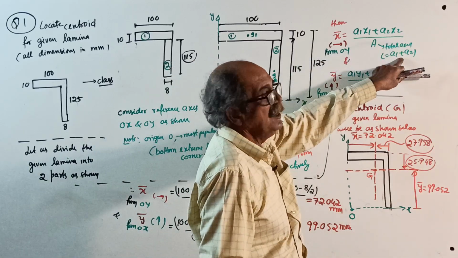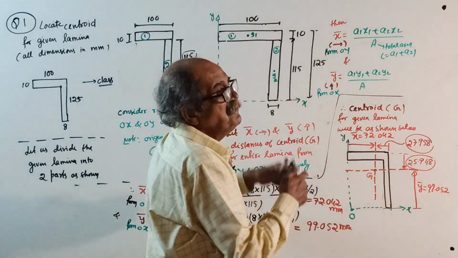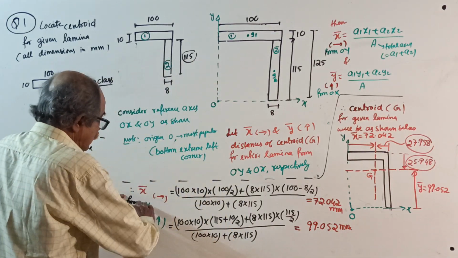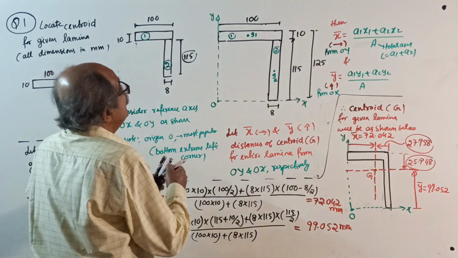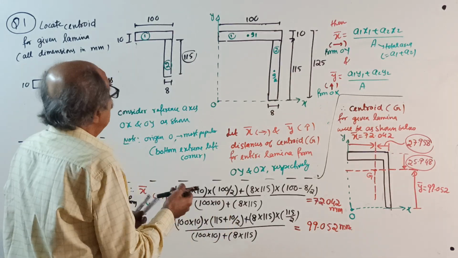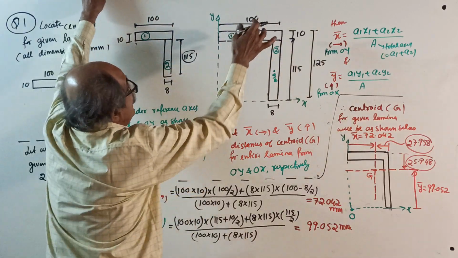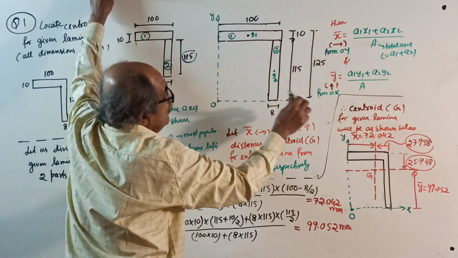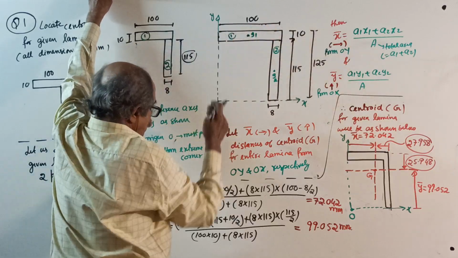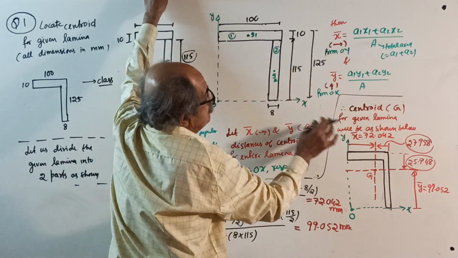Okay, start. X bar equals A1x1 + A2x2 by total area. The same formula, Y bar equals A1y1 + A2y2 by total area. Now do one thing. Such a simple one, table not required. Directly calculate. Therefore, X bar to the right side from OY equals, see here. If you want, you can write A1, A2, but not required. See, G1 here, the center. From here to here, X1 is 100 by 2. Area 100 into 10 is A1. See, A1, X1 from here to centroid, that is 100 by 2. Table not required. Plus, second area A2, 8 into 115. I wrote here.